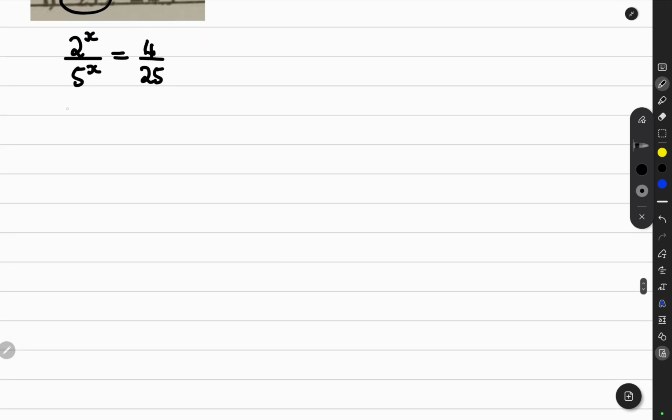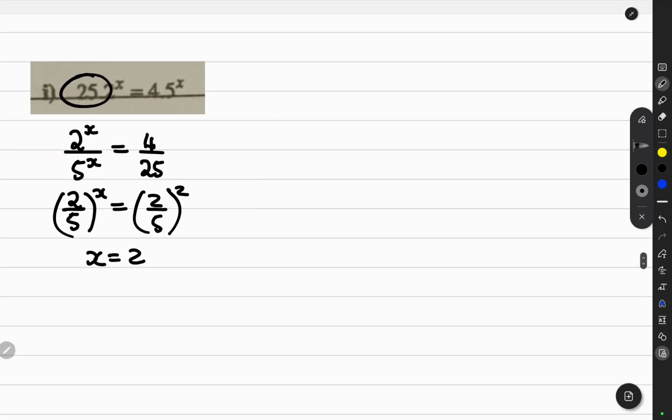Then this is the same as 2 over 5, all this to the power x, and there will be 2 over 5 squared. So you have the same base. Having the same base, you take them out. You equate what? The exponents. You equate the exponents.